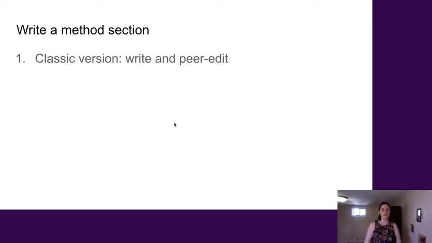So we have our classic version of writing, and I think as a requisite, peer editing. Not peer editing for grade purposes, but peer editing in the sense of, all right, now you try to run the study. What details are missing? Compare it to your own writing. What details are missing? We also have some modified versions that I just want to share with you.